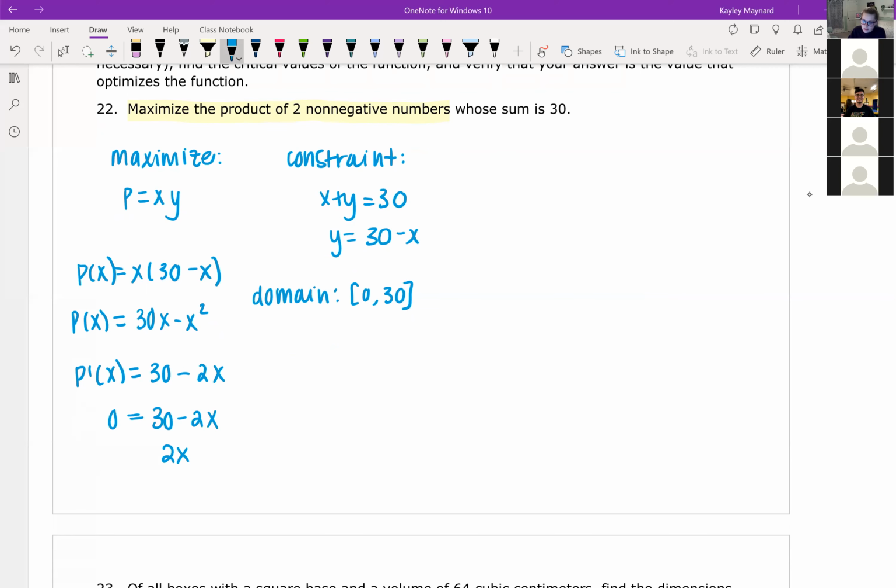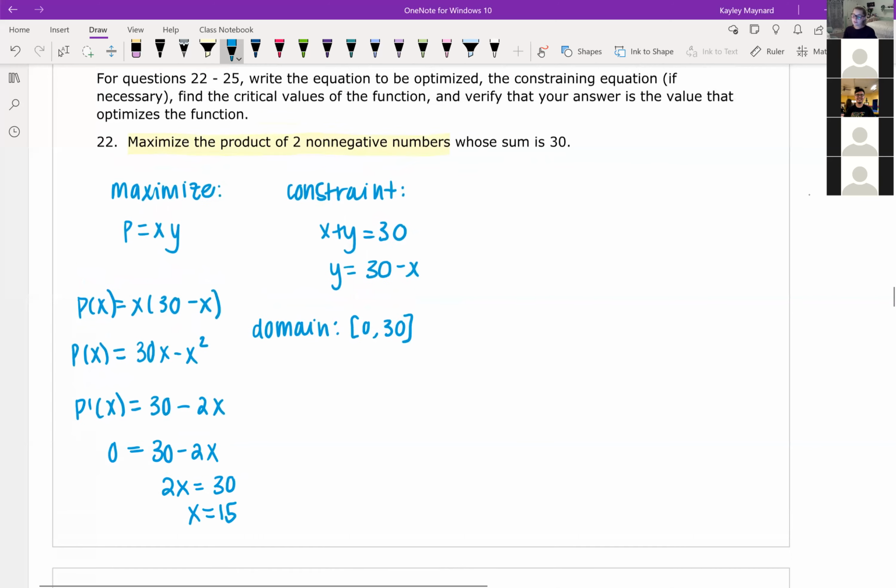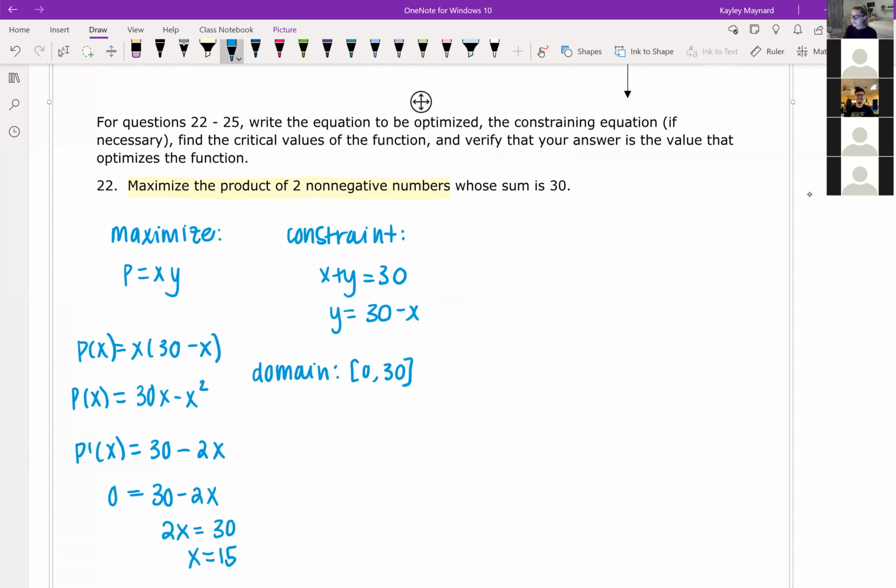Okay, so we get 2x equals 30, and that gives us that x is 15. Okay, so that is the only critical value that we have. And the next step actually tells you in the instructions to verify that your answer is the value that optimizes the function. So even though this is the only value that we got, this is the only critical value, you still need to verify that it optimizes it and that it is the maximum.